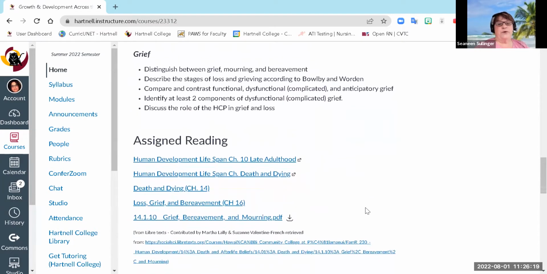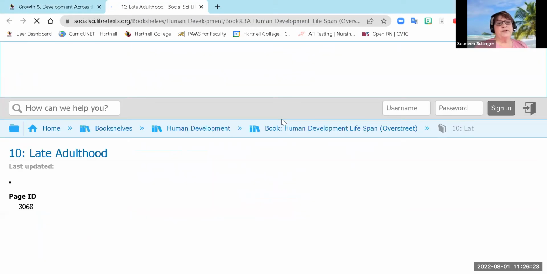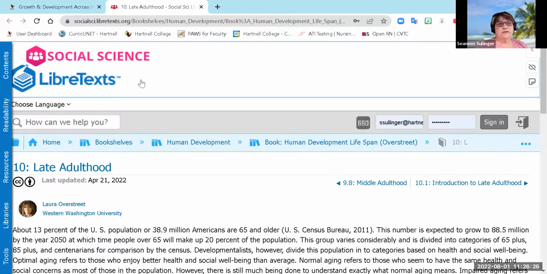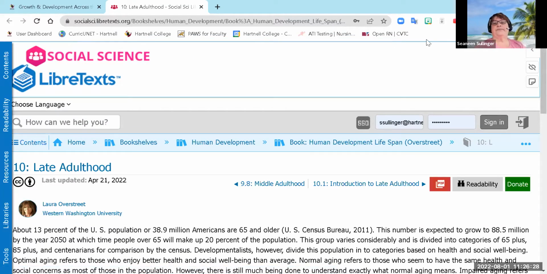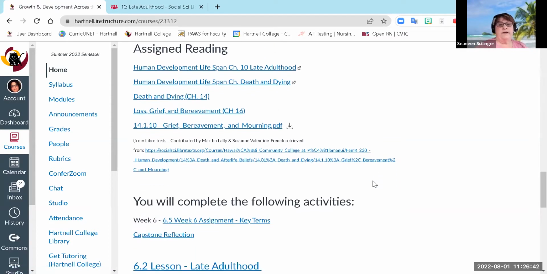You do have your assigned reading. You have your Overstreet pages that you are looking at. And then let me see, let me get to, there we go. And then you also have some chapters from another book that I've included. And then this is from the Lally and Valentine French book that you have as well. You can download that, or you probably already have that downloaded to your computer.